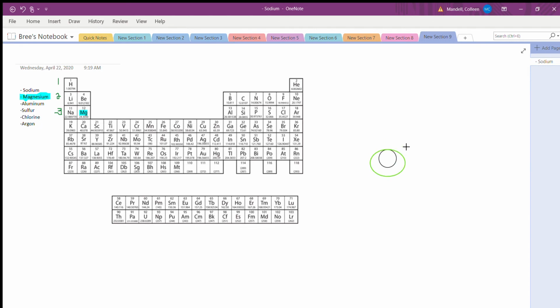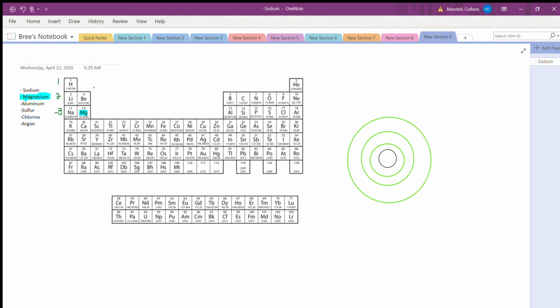Oh, my shells are green. That works. So, there's the first one. Let's just grab that. There's the second one. And here's the third one. A little too big. Alright, so I've got my nucleus and my 3 shells. Now we need to place the electrons.